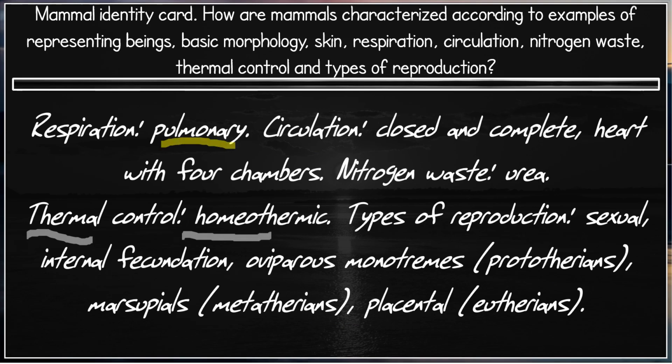Respiration is pulmonary, circulation is closed and complete, the heart with 4 chambers, nitrogenous waste is urea, thermal control: they are homeothermic, type of reproduction: sexual with internal fecundation, oviparous monotremes, we have marsupial and placental.